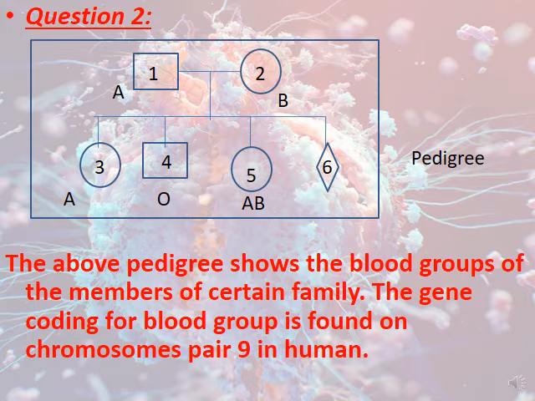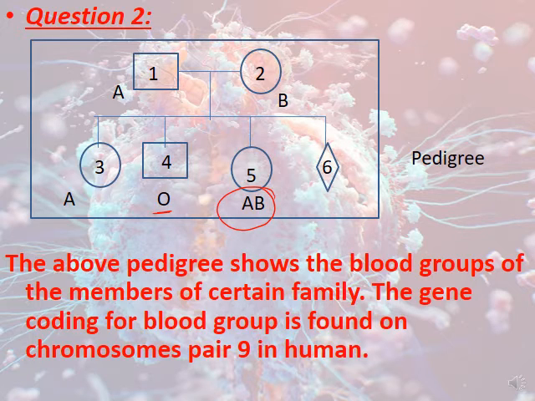Individual 1 has A and individual 2 has B. Their offspring are 3, 4, and 5. Here we have AB, so both alleles are expressed. So this is the case of codominance. However, we have here allele O, blood group O. It was masked in the parents.